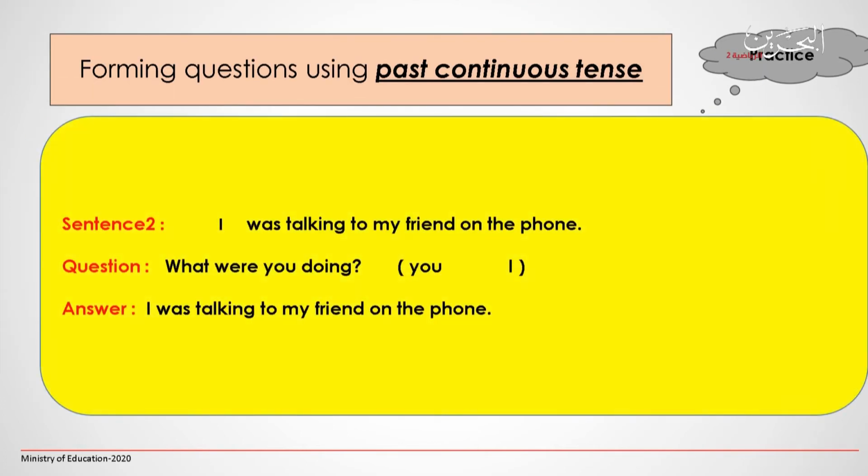Sentence 2. I was talking to my friend on the phone. Now, we are going to make it as a question. So we are going to use you instead of I, and we are going to change was to were because we used you. So the question is going to be, what were you doing? The answer, I was talking to my friend on the phone.